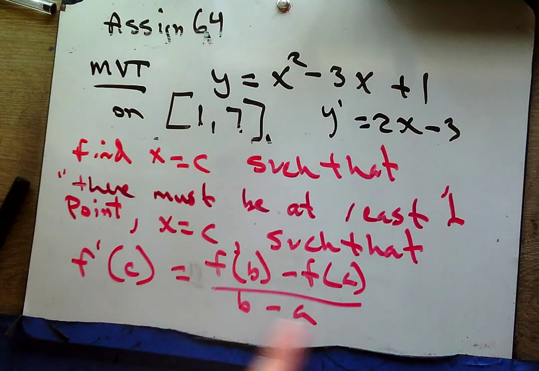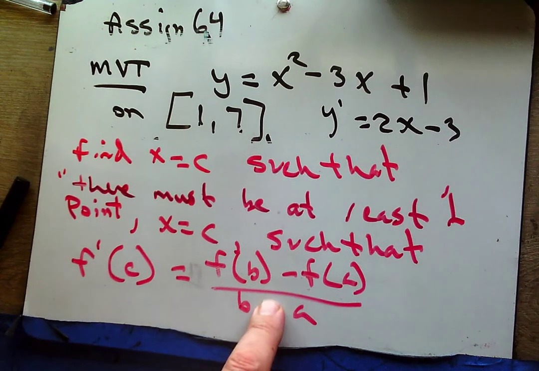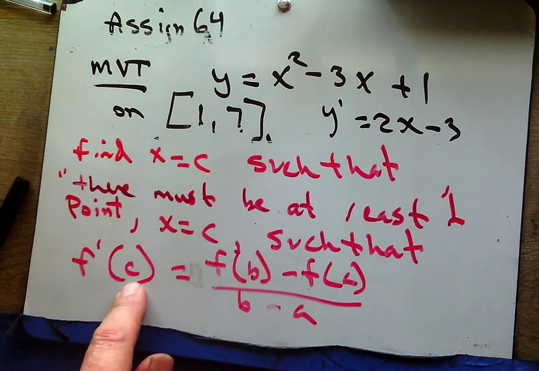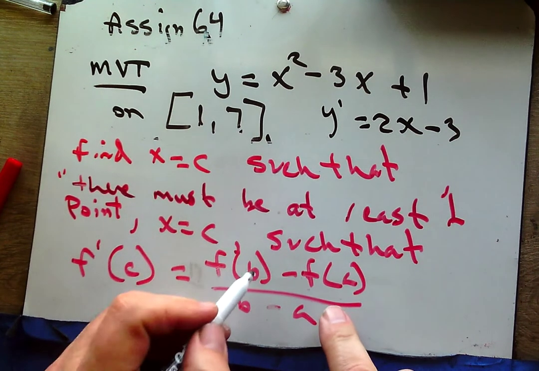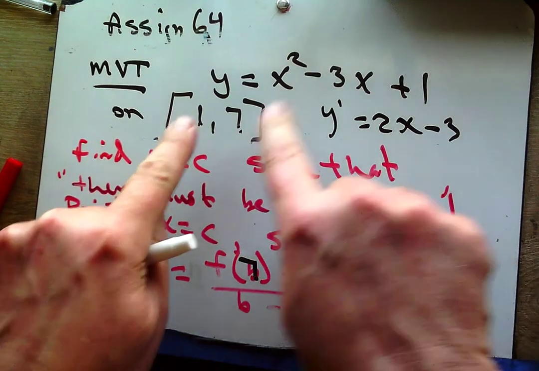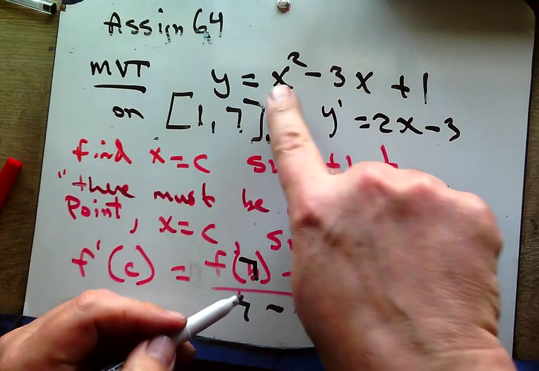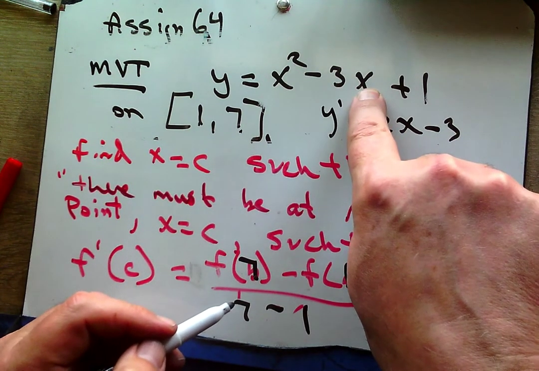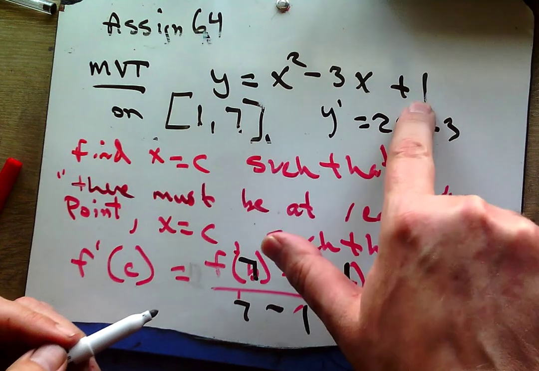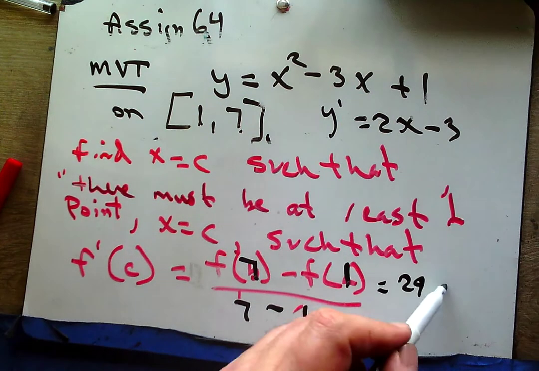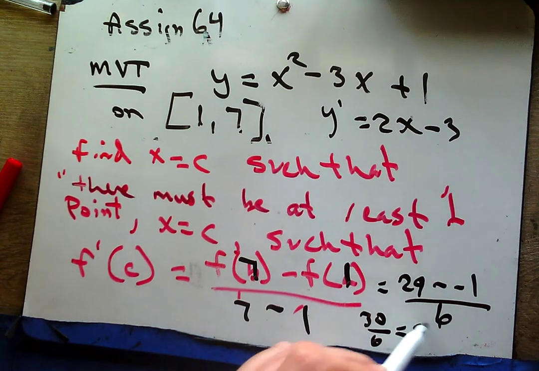All right, so I need to find the slope of the secant, and I need to set the derivative equal to the slope of the secant so I can find this point. Well, let's start by finding the slope of the secant. This means I'm supposed to plug in 7 and 1 into this f function. So f of 7, 49 minus 21 is 28, plus 1 is 29. And f of 1, 1 plus 1 is 2, 2 minus 3 is negative 1, over 6. So this is going to be 30 over 6 or 5.